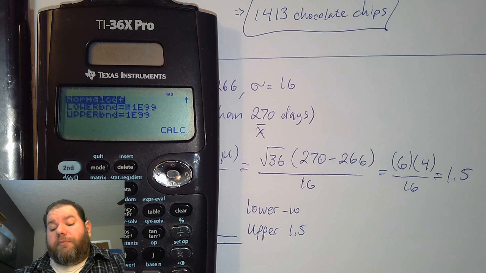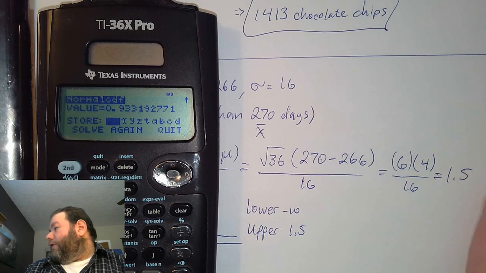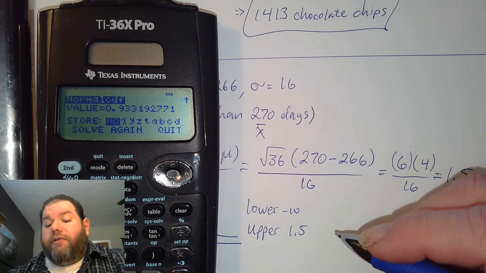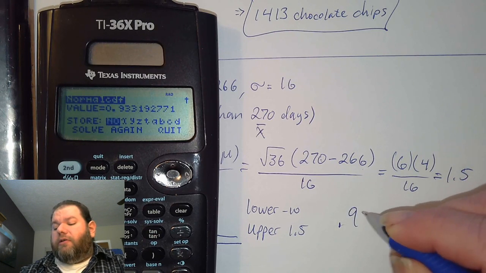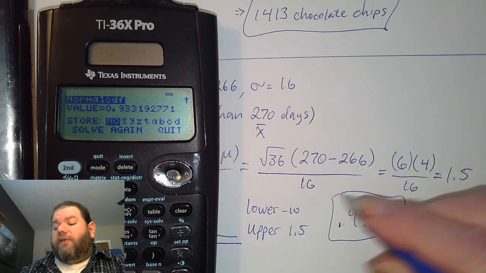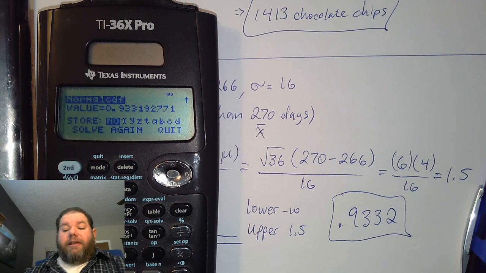Now, here we're going to enter our lower and upper as normal, -10, 1.5, and calculate. So we get a pretty large number, 0.9332 after we round. So better than a 93% chance that the average length of pregnancy in this sample is going to be less than 270 days.